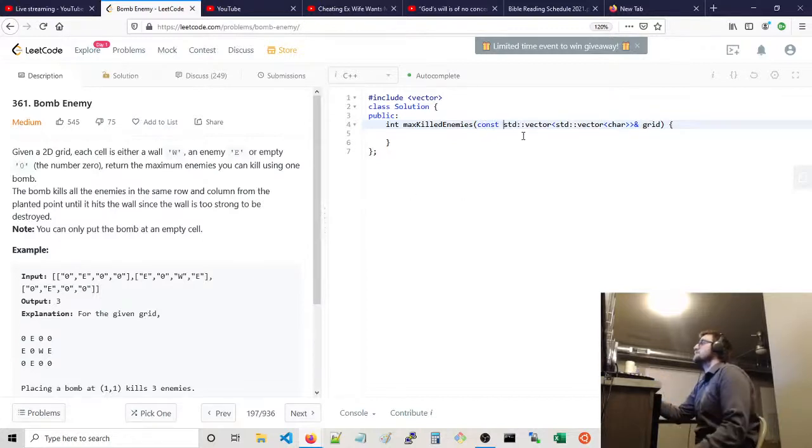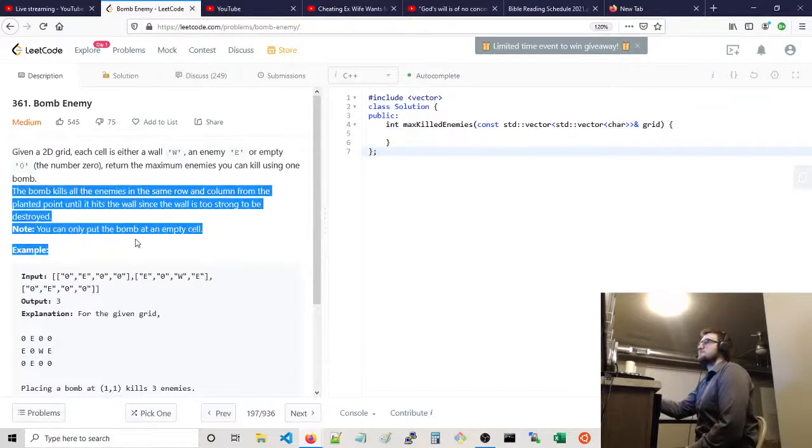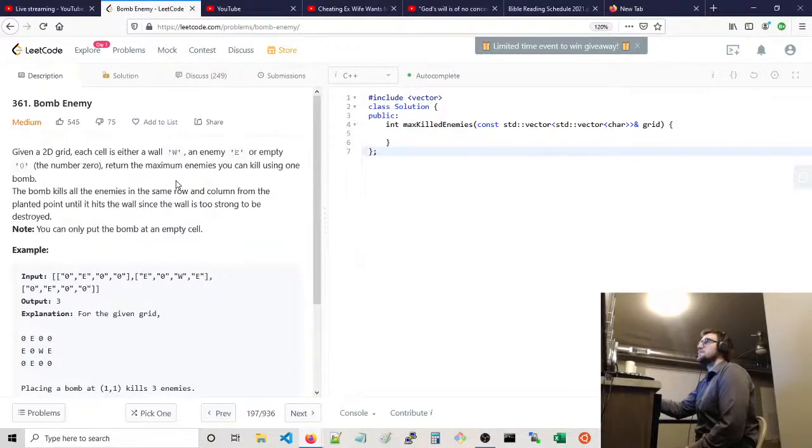Oh, actually, we might modify this. So the question is, given a 2D grid, each cell is either a wall, W, an enemy, E, or empty, 0. Really, these are all characters. Return the maximum enemies you can kill using one bomb. The bomb kills all the enemies in the same row and column from the planted point until it hits the wall, since the wall is too strong to be destroyed. You can only put the bomb at an empty cell.